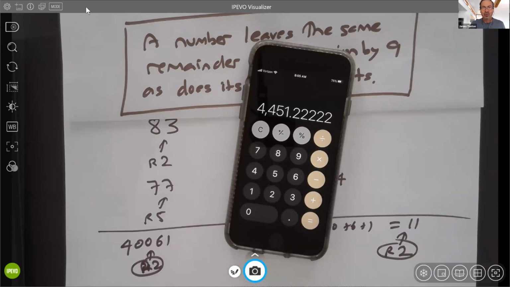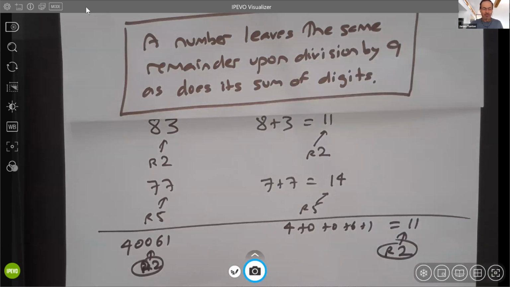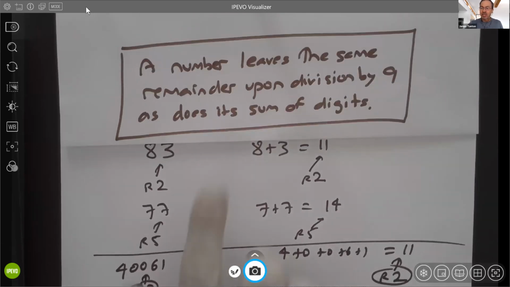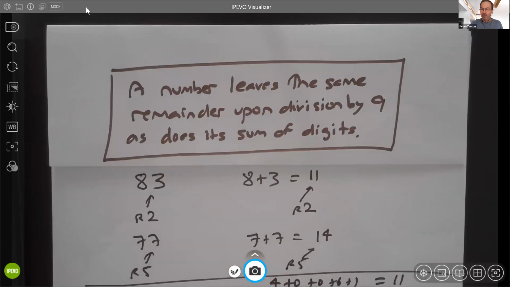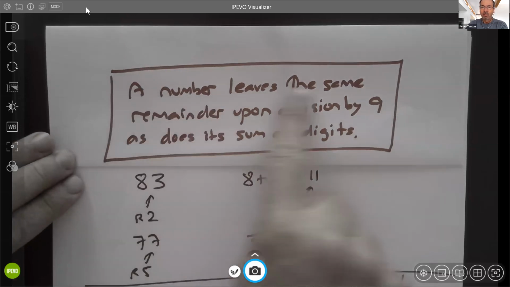0.22222 forever is 2/9 indeed. It does leave a remainder of 2. In fact, we'll talk about decimals next week. But for now, I can see it does have a remainder of 2. Wow. And in fact, this is actually a stronger rule than we had before. We were talking about remainders of 0 before.